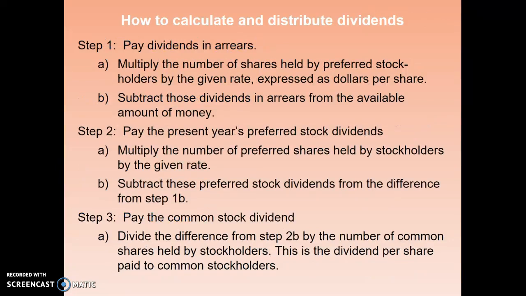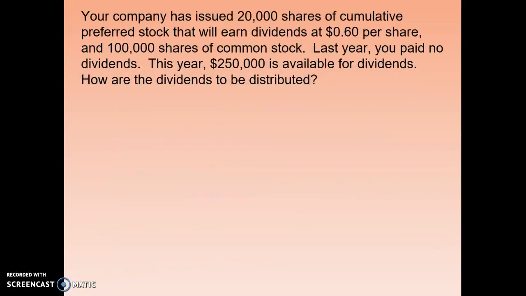So how to calculate and distribute dividends? We multiply the number of shares held by the preferred stockholders by the given rate, expressed as dollars per share, and subtract those dividends from the available amount of money. Next, we'd have to pay the present year's preferred stockholders and then pay the common stock dividend. So your company has issued 20,000 shares of cumulative preferred stock that will earn dividends at 60 cents per share and 100,000 shares of common stock. Last year, you paid no dividends. This year, $250,000 is available for dividends. What are the dividends to be distributed?